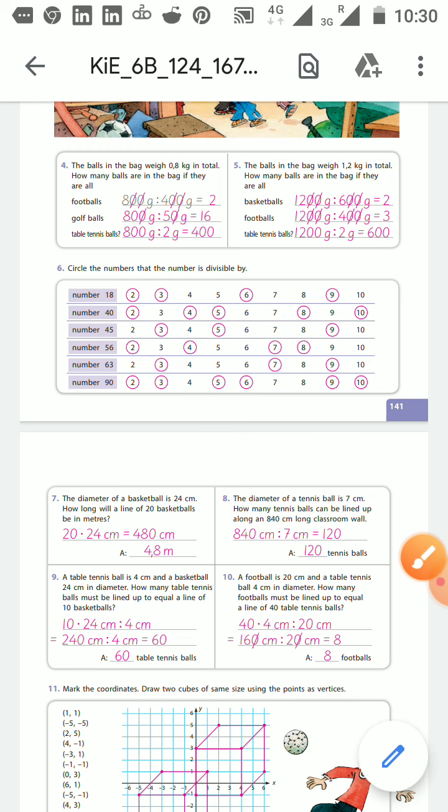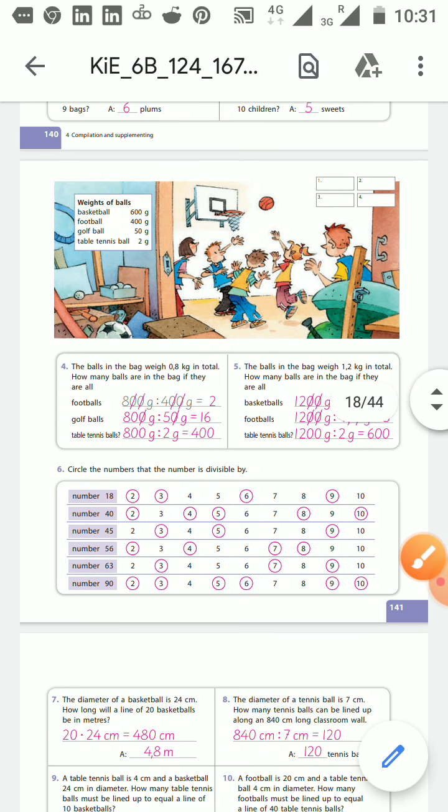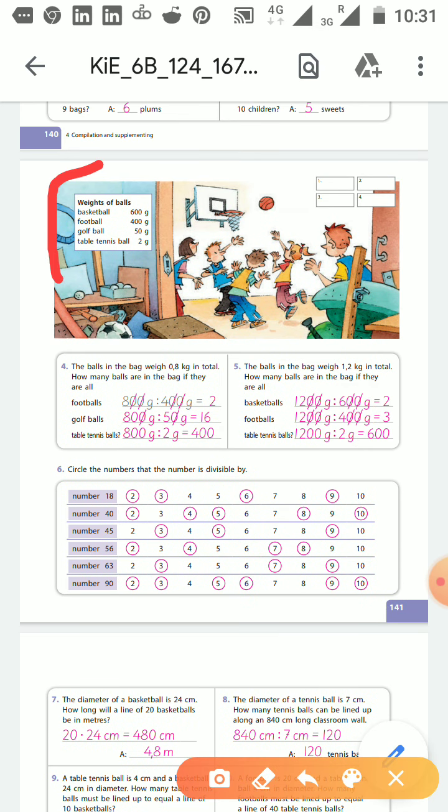Okay, if you look at golf balls, you're going to use this table up here really to help you to read the measurements, and you've got golf balls there as well. They weigh up here 50 grams each. And you divide that into 800, which is 16. Okay, so there are all the answers there.